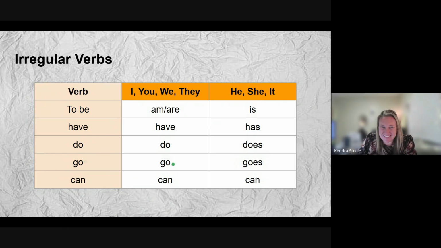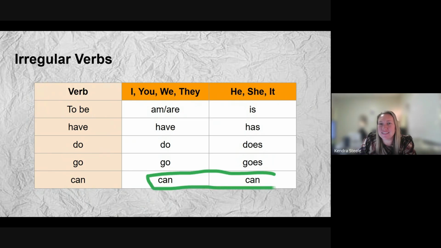Go remains the same for I, you, we, they. I go, you go, we go, they go. He, she, or it goes. He goes, she goes, it goes. And can is special because can never changes in this sense. I can, you can, we can, they can, he can, she can, it can. So can is irregular because it does not change depending on the subject. Okay.